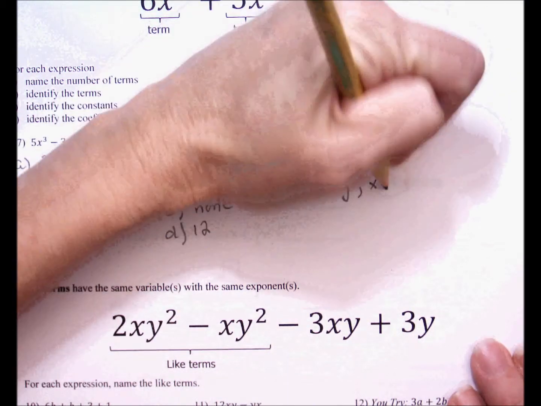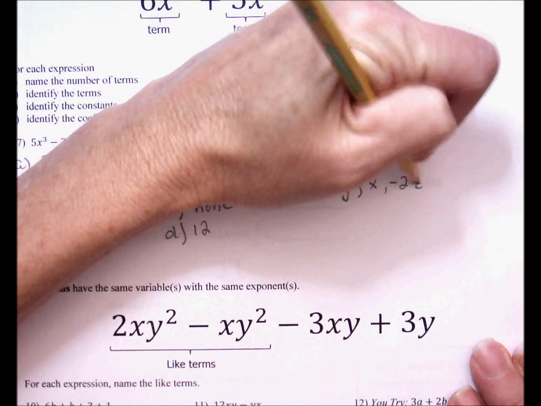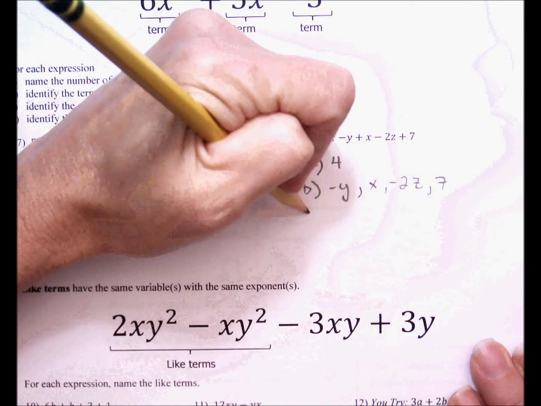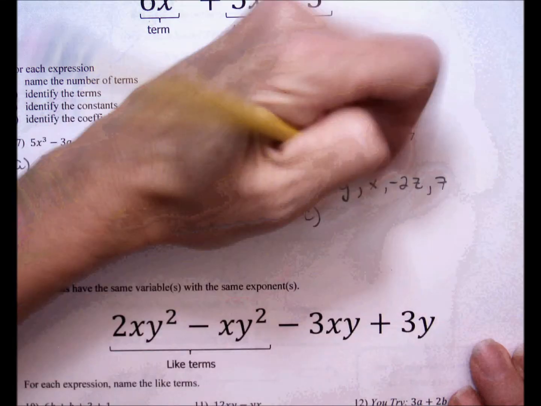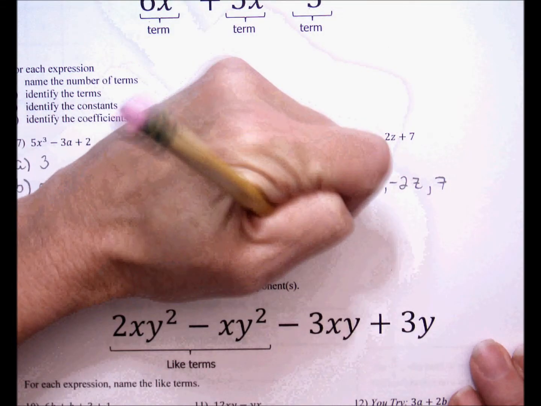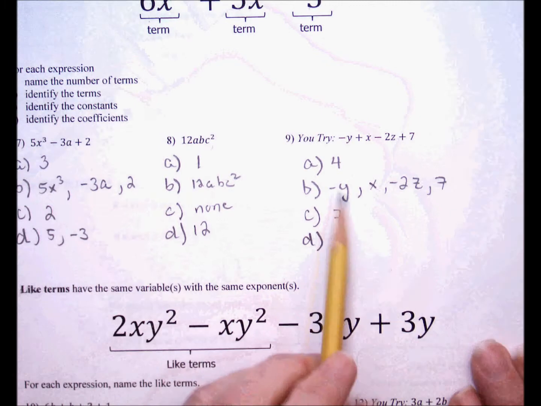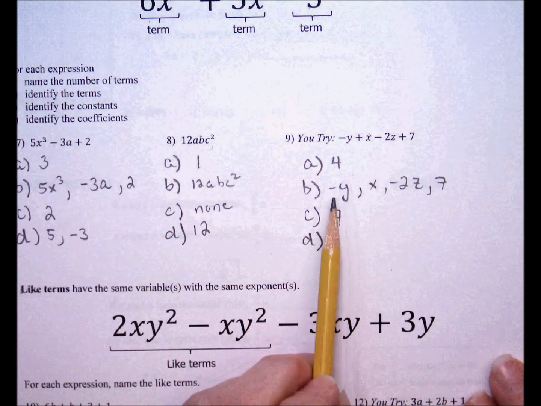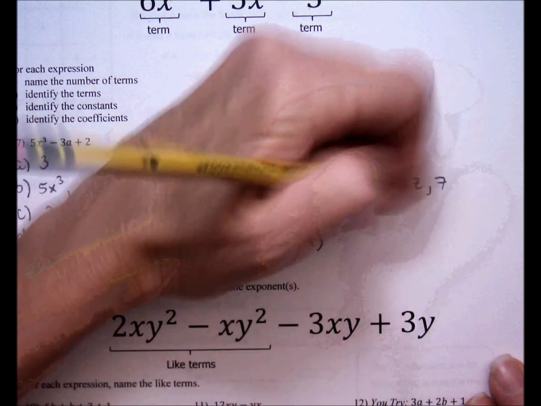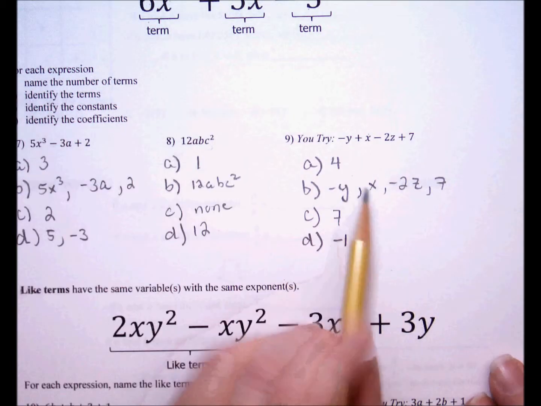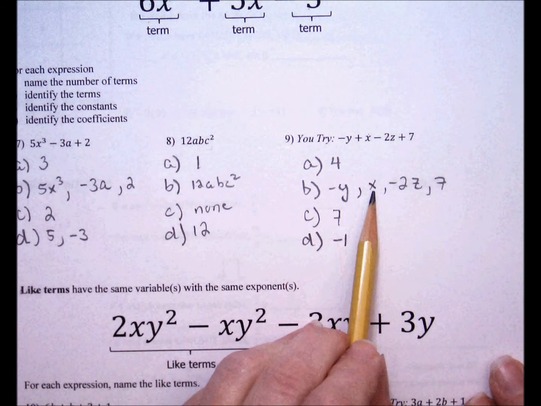All right, so how many terms? 1, 2, 3, 4. And name them. Negative y, remember the negative is part of the term. x, negative 2z, and 7. Identify the constants. There's just one, it's 7.